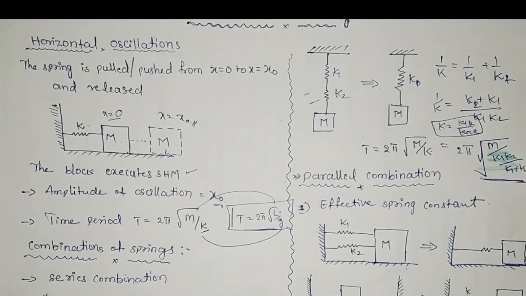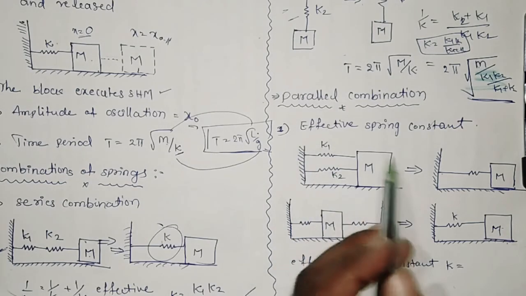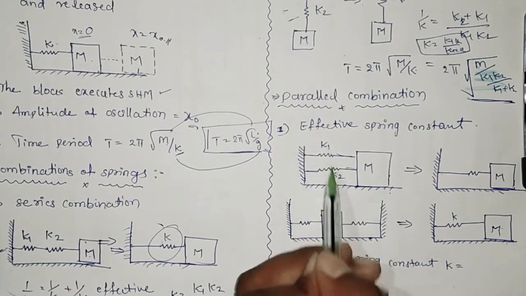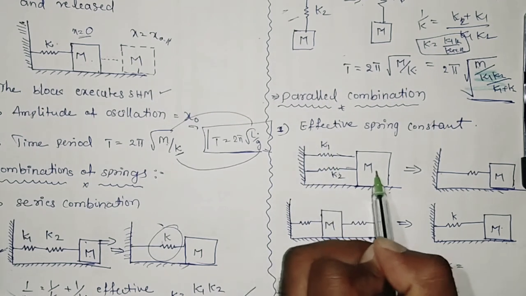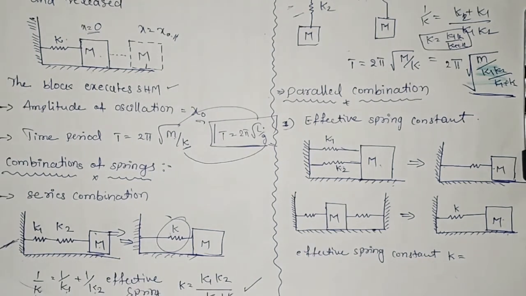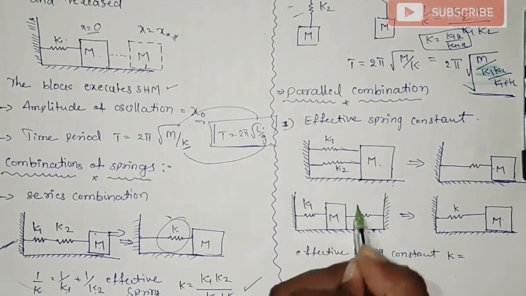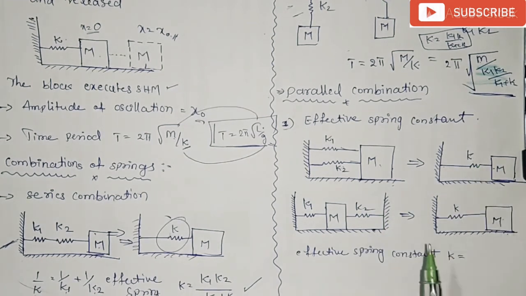If springs are connected in parallel combination, what happens? The effective spring constant for these parallel combinations: k1 and k2 springs are in parallel, attached to the mass of the block. This is k1, this is k2, and the resultant effective spring constant is k.